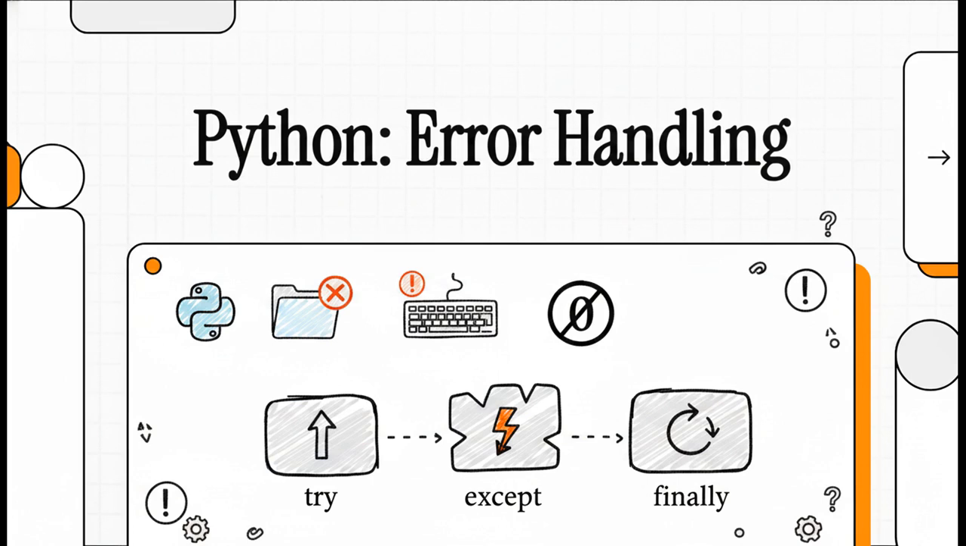So today, in this explainer, we're jumping right in to transform how you write code by tackling an absolutely critical topic: error handling. We're going to use try, except, and finally to make your program stable, professional, and totally user-friendly.